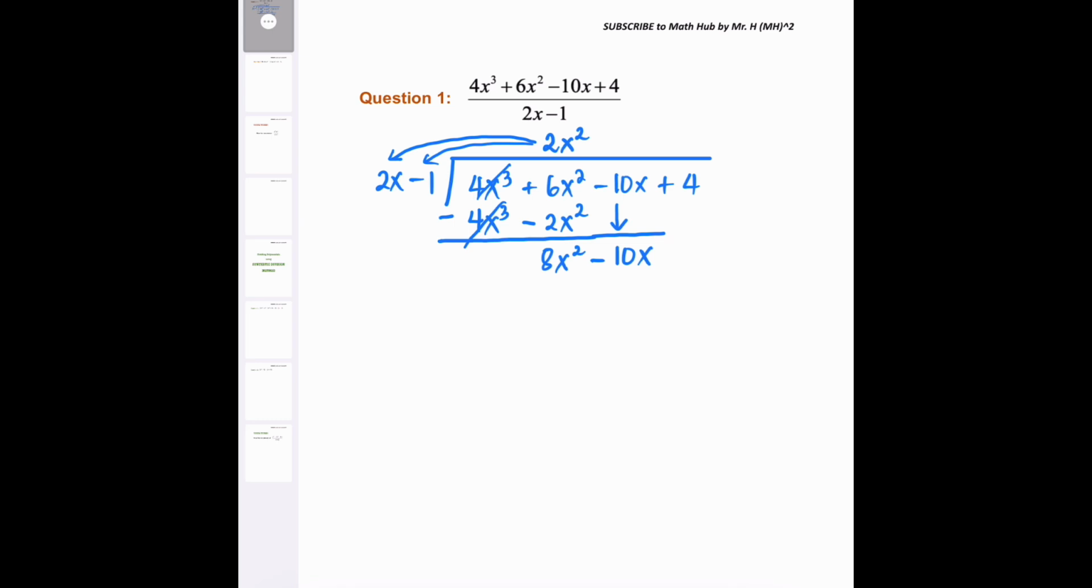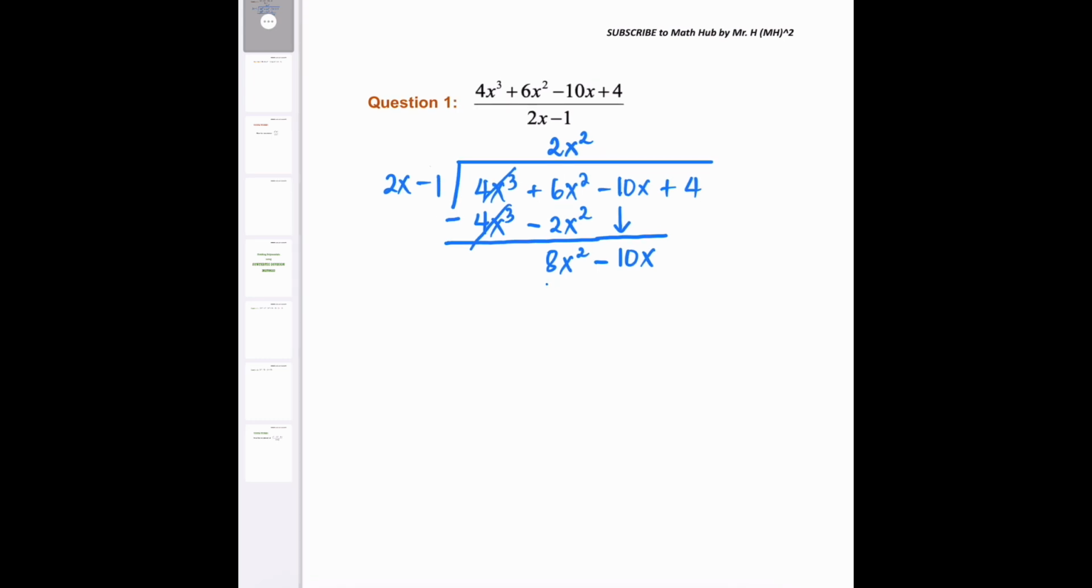And then we're going to repeat the same process. So first, let me erase this one. All right. Now, we've got 8x squared minus 10x here. So whatever we did in step 1, we just need to do the same thing. So first, we'll get 8x squared divided by 2x, positive 4x. And then we multiply 4x by 2x is going to give us 8x squared. 4x times negative 1 is negative 4x.